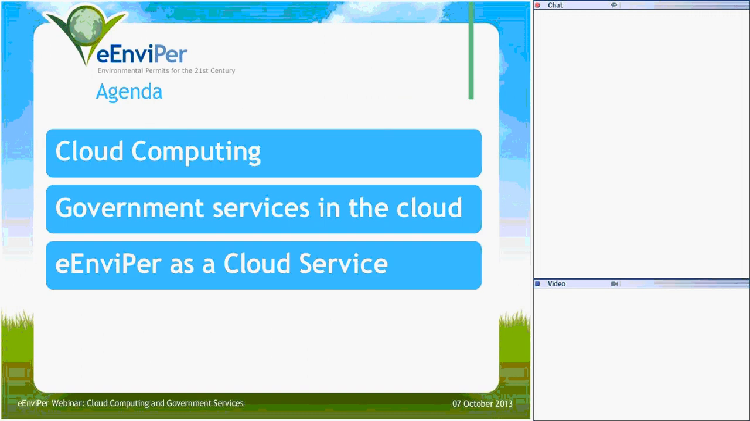Okay. We'll first talk about cloud computing, introduce how cloud computing is used and its benefits for government services, e-services especially. And at the end, we're going to describe our platform, our cloud service, eEnviPer, and show its capabilities.